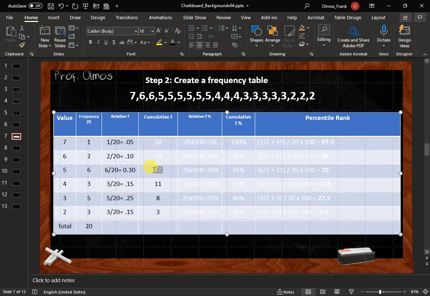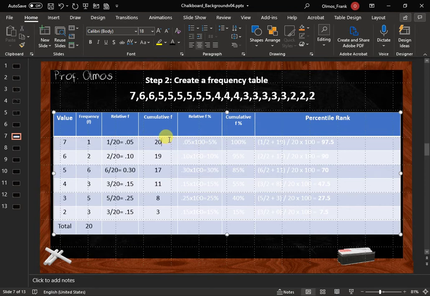Well, I'm sorry. 11 plus 6 is 17. 17 plus 2 is 19. And then 20. You can't go any further. So 20 is the total. So that's cumulative. It's running total cumulative frequency.